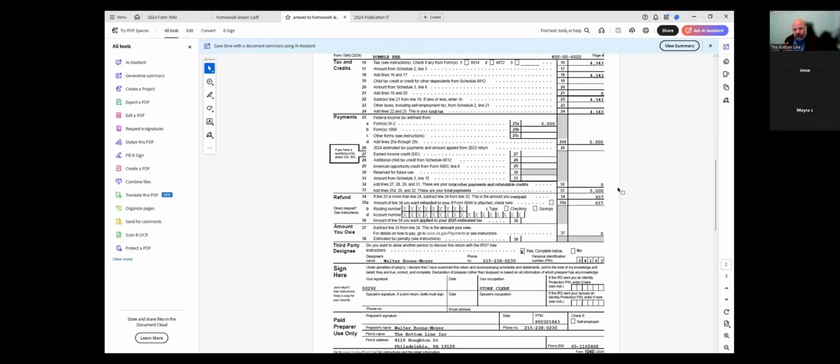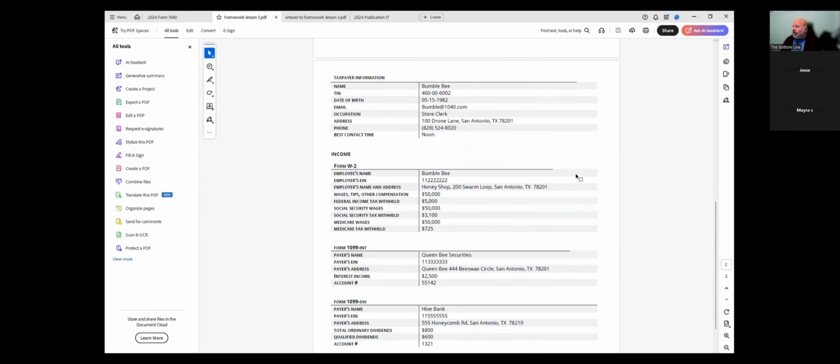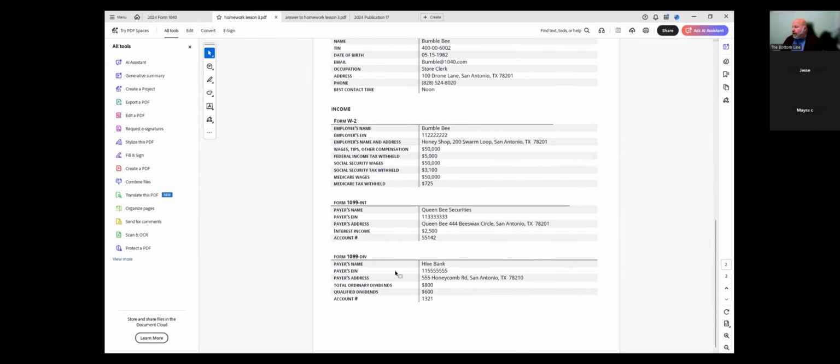I'm not sure how you got that for line 35A. So if you're rounding, all of these numbers that we were given were whole numbers, so there was no rounding needed.